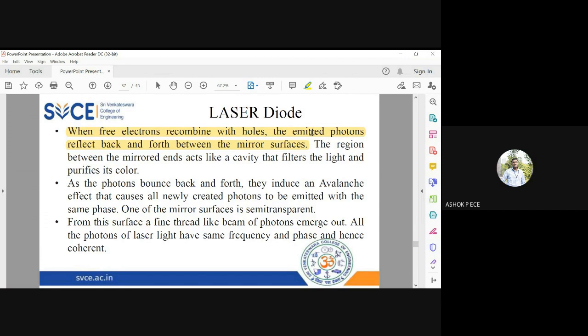As the photons travel back and forth, it is just like how you have avalanche breakdown. They produce an avalanche effect where all photons will have the same phase. Whatever photon is produced will join the already running photons moving back and forth, creating an avalanche effect. Out of the two mirrors, one mirror is semi-transparent, meaning the photons can escape through it. Once the required amount of photons are formed, a fine beam of photons emerges out of one of the mirrors.